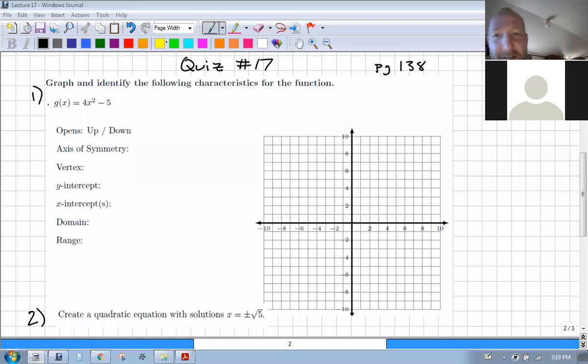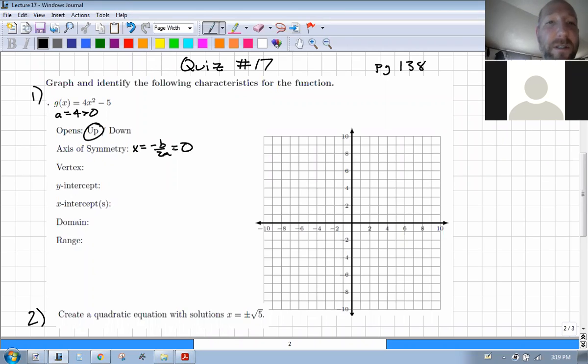All right, class, welcome back. All right, let's look at this quiz number 17, number 1. All right, our A here is 4, which is positive, so this thing opens upwards. Its axis of symmetry is at negative b over 2a, which is 0, because b is 0, so it goes right down the middle. So the vertex is at g of 0, which would be negative 5. So we have 0, negative 5. 1, 2, 3, 4, right here.